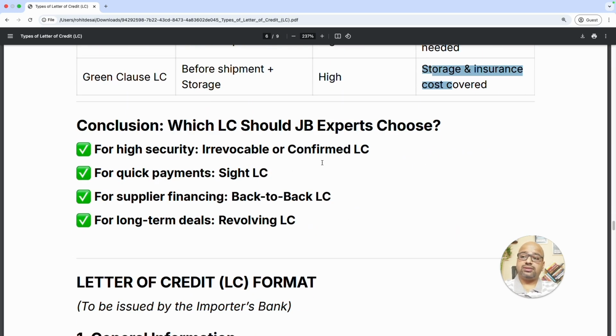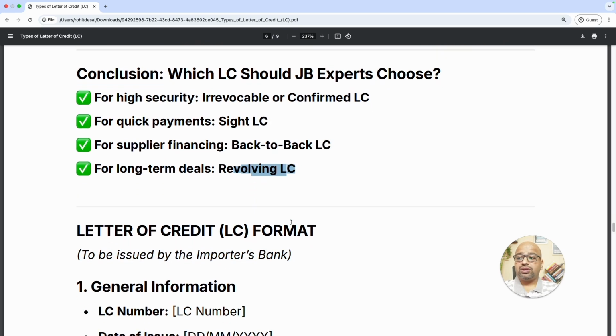So which is more suitable? Highly secured, work on irrevocable or confirmed LC. Revocable LC is not an LC. Don't even consider it as an LC because it has too much risk. Don't work on revocable. Work on irrevocable and confirmed LC. And quick payment is the sight LC. If you want the financing, not putting your money up front, just getting the deals done, then back-to-back LCs. Then if you have long-term deals, then work on revolving LCs.